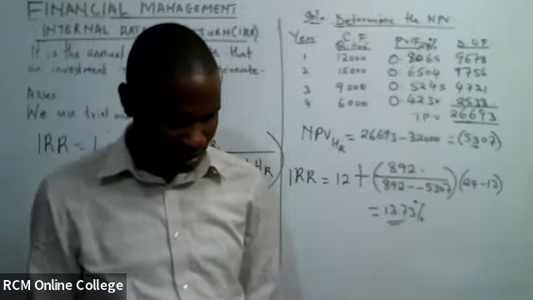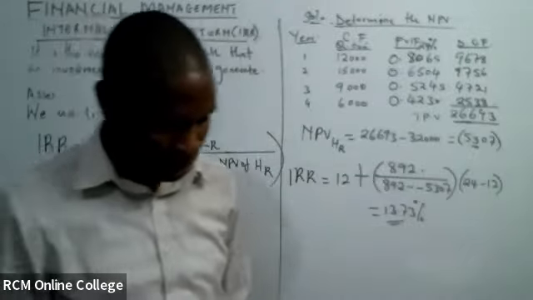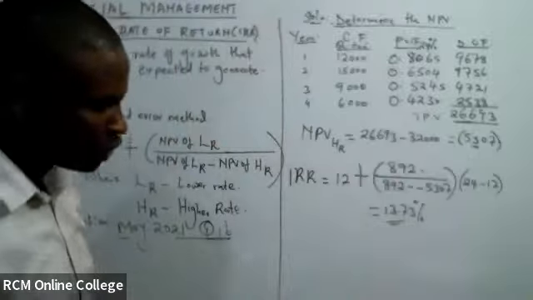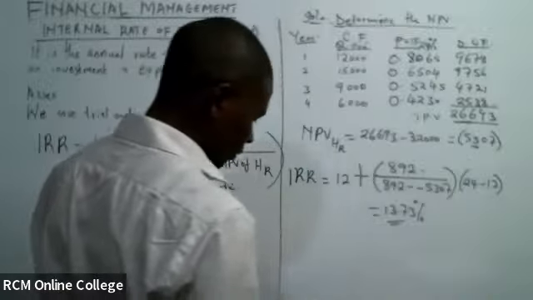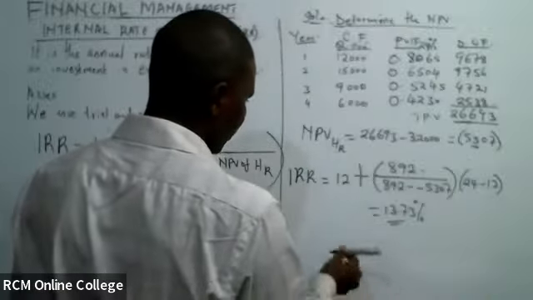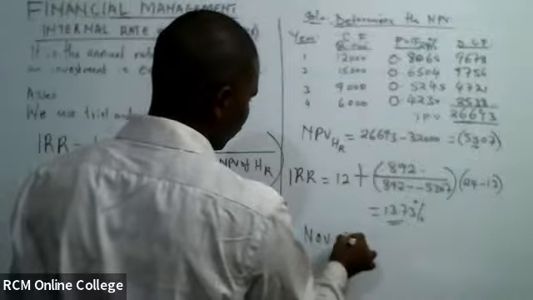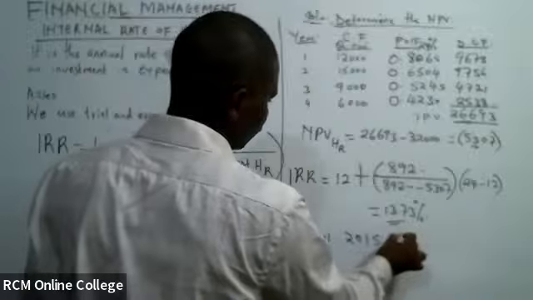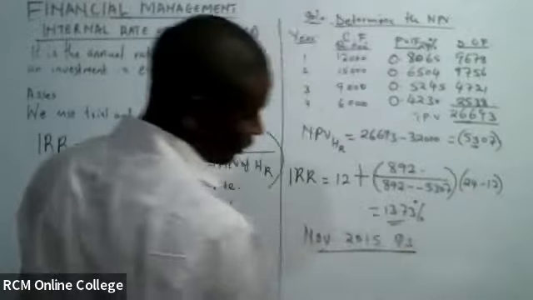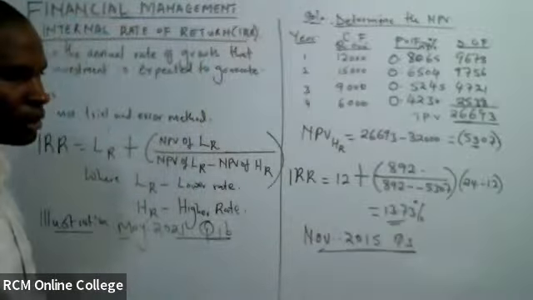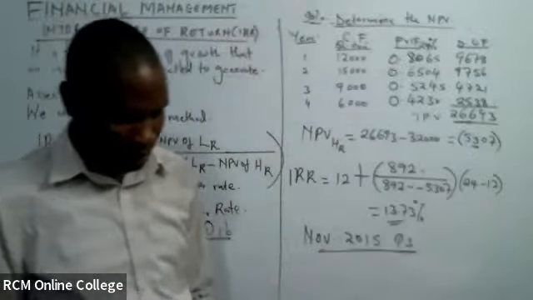So I give you an assignment. Please go and attempt November 2015, question number 3. You see an IRR question. November 2015, question number 3. You will see the question there. So that is an assignment. Just go and attempt that, and then share your work.